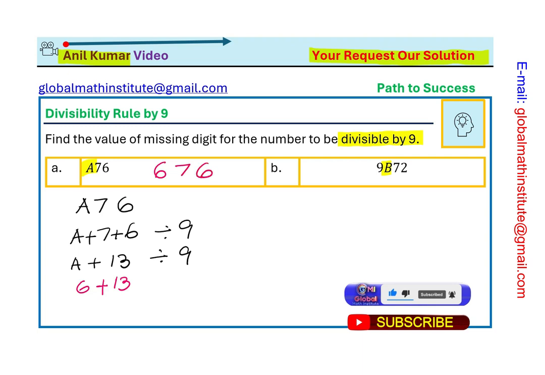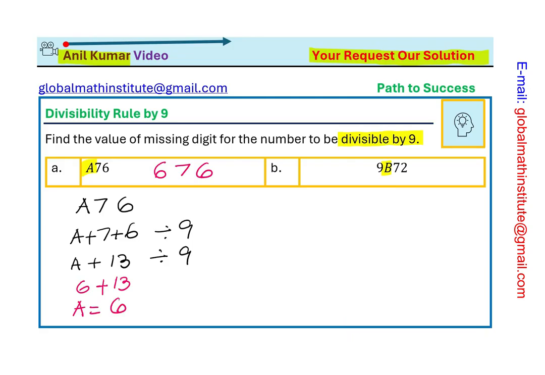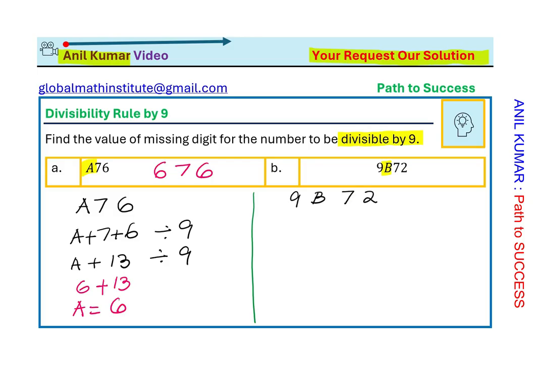676 is now the number. So we are saying A equals 6 is our solution, right? Okay. Now let's look into the second case, which is 9B72. So I hope this one is clear to you, right? Apply the strategy and find the solution for the part B. This time, the number given to us is 9B72. So the idea is to add them up and that sum should be divisible by 9.